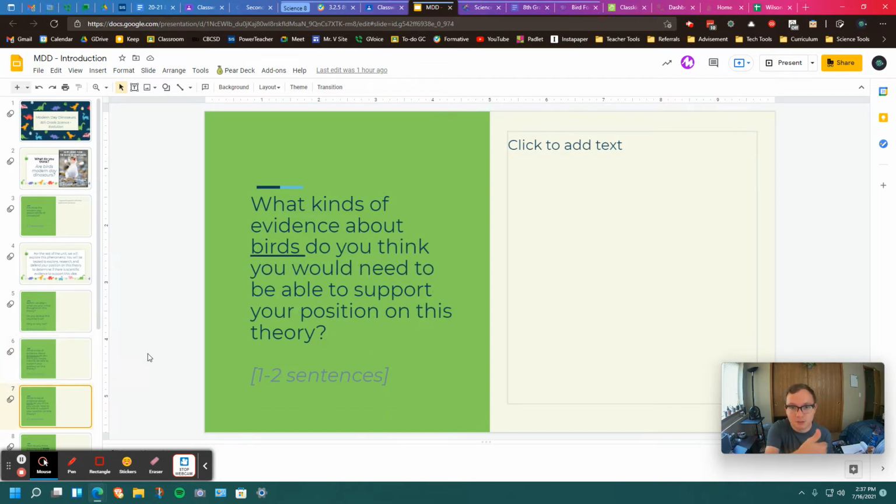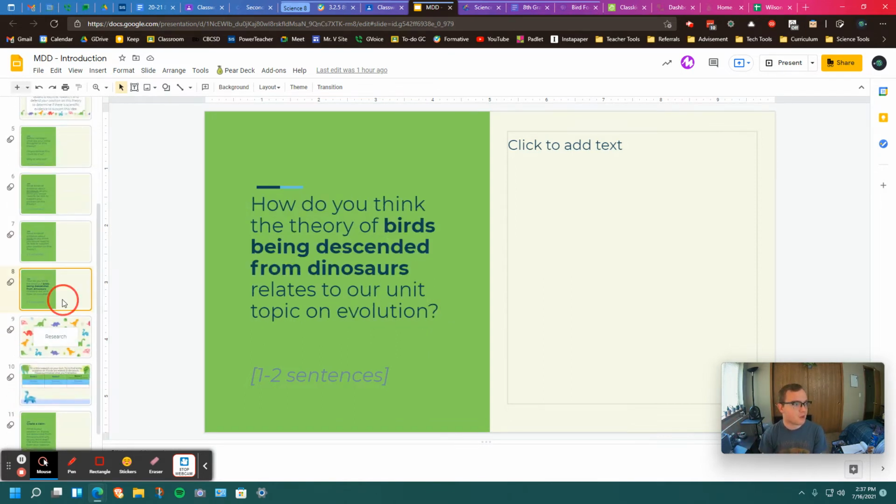I might want to know what the bird's bones are. I might want to know how birds reproduce. Different things about that. Maybe what they eat. I don't know. Just throwing things out there. And then the last one here is, how do you think the theory of birds being descended from dinosaurs relates to this unit? Again, these are just your own thoughts or opinions.